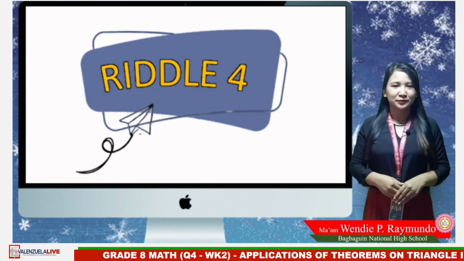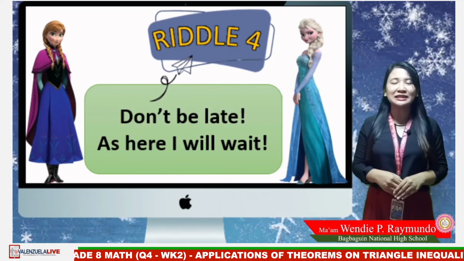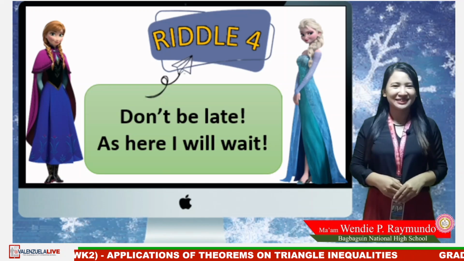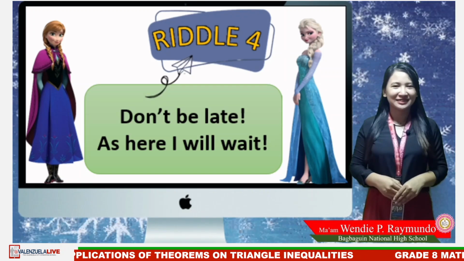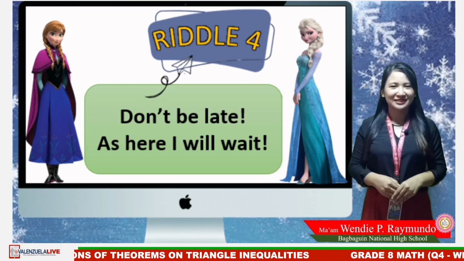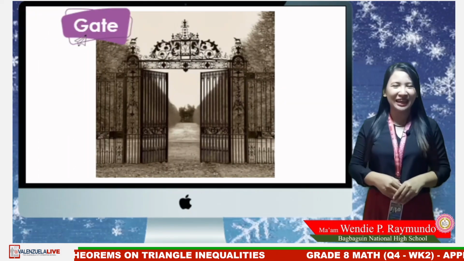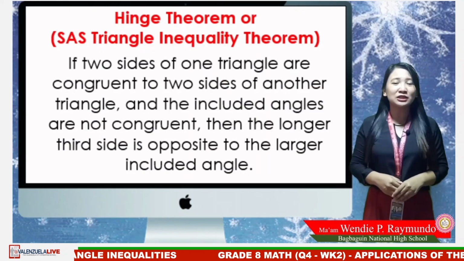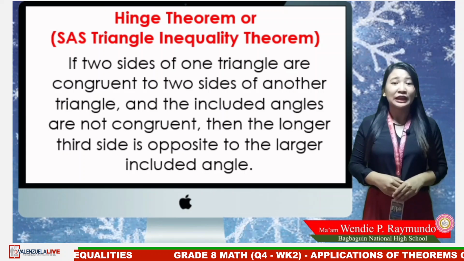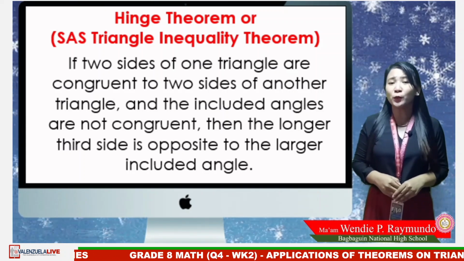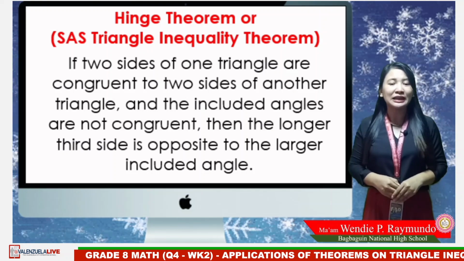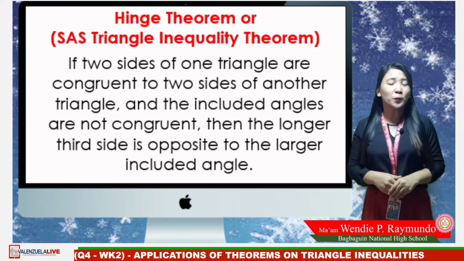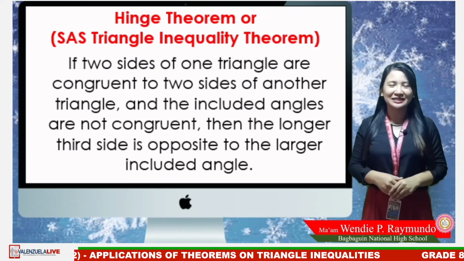Riddle number 4. Don't be late, as here I will wait. What do you think am I? The answer is gate. Let us recall the hinge theorem or the SAS triangle inequality theorem. If two sides of one triangle are congruent to two sides of another triangle, and the included angles are not congruent, then the longer third side is opposite to the larger included angle.